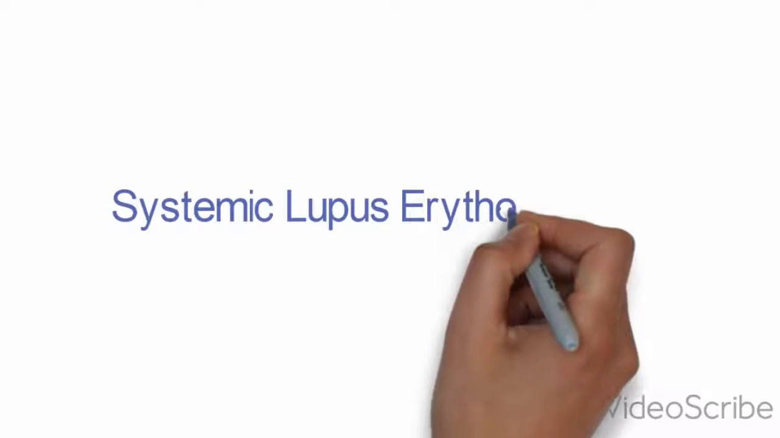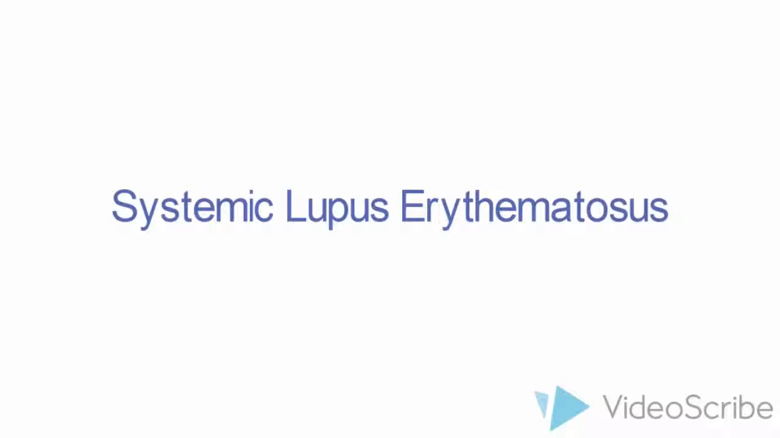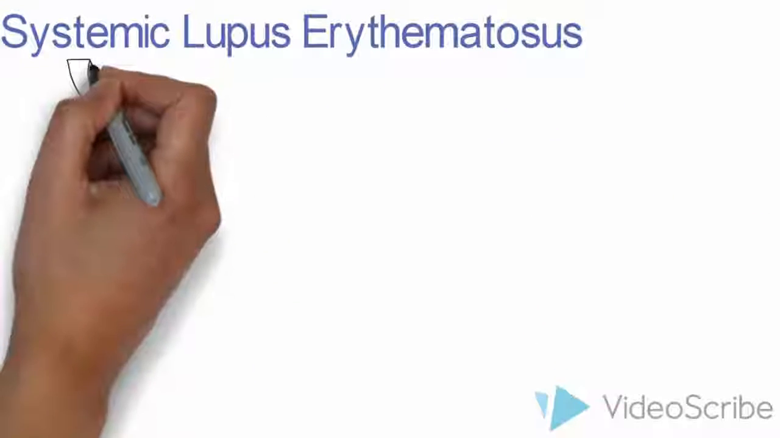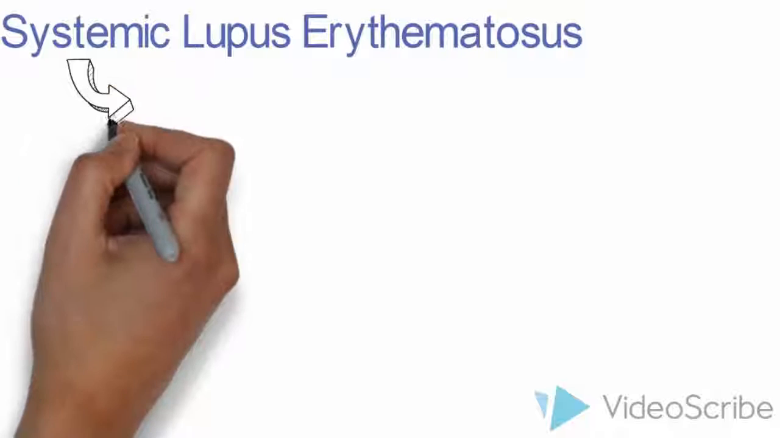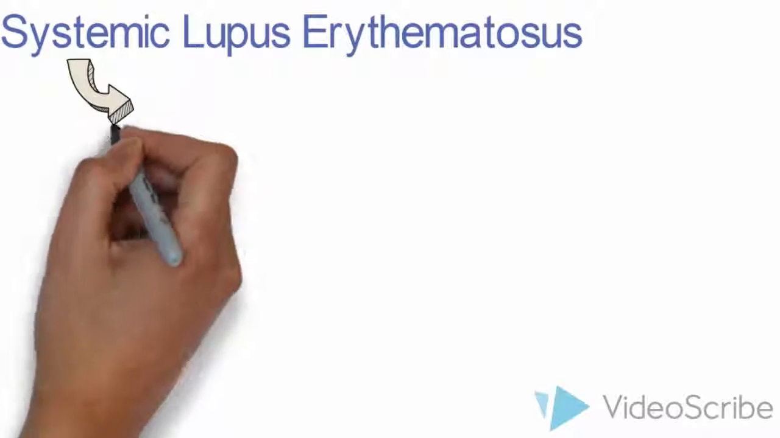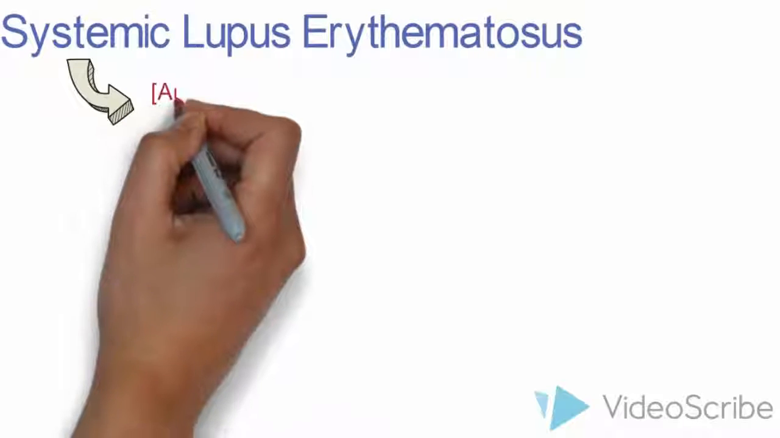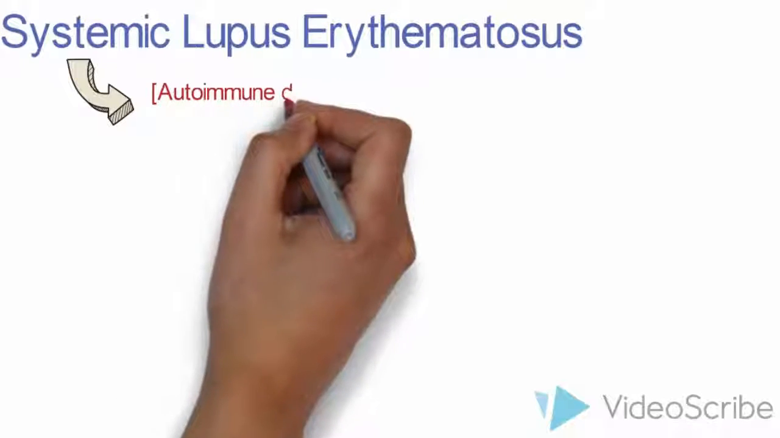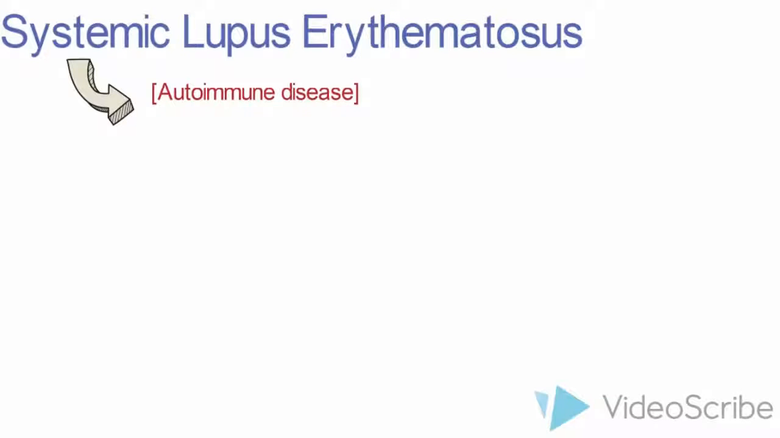Okay, so systemic lupus erythematosus. So we'll go back and see what systemic stands for. As we already discussed, systemic lupus is an autoimmune disease, which means it affects any tissues and any organs within our body.